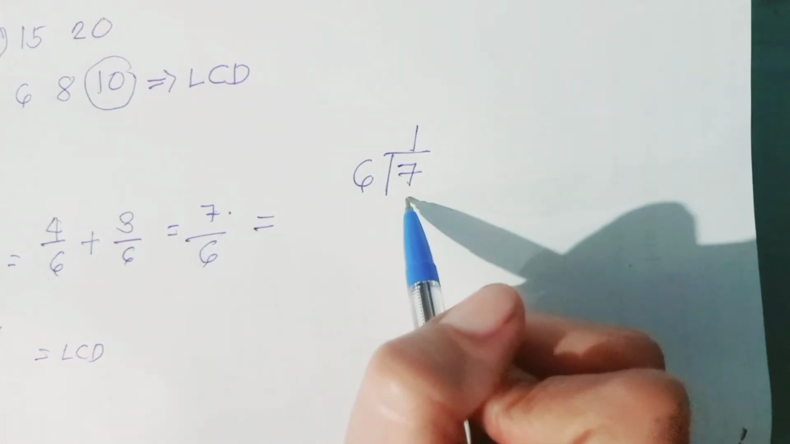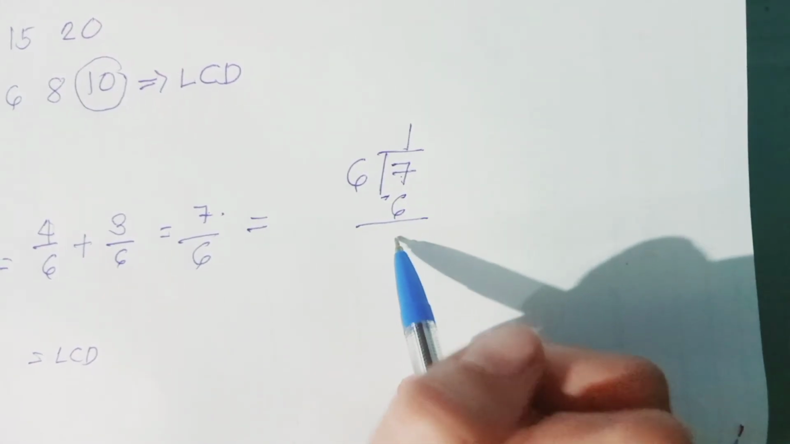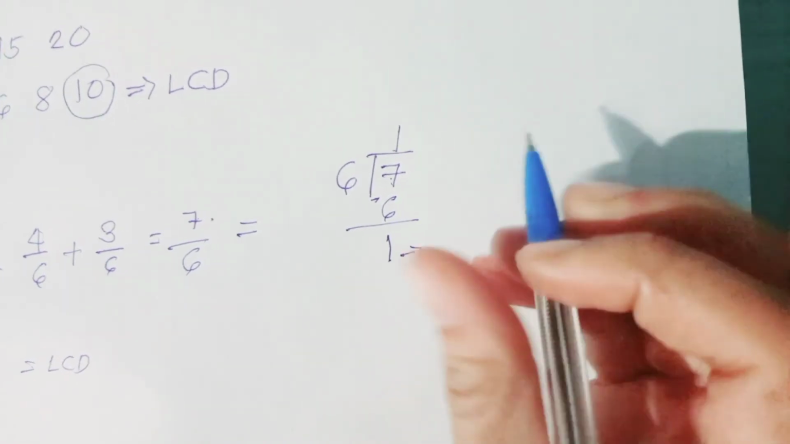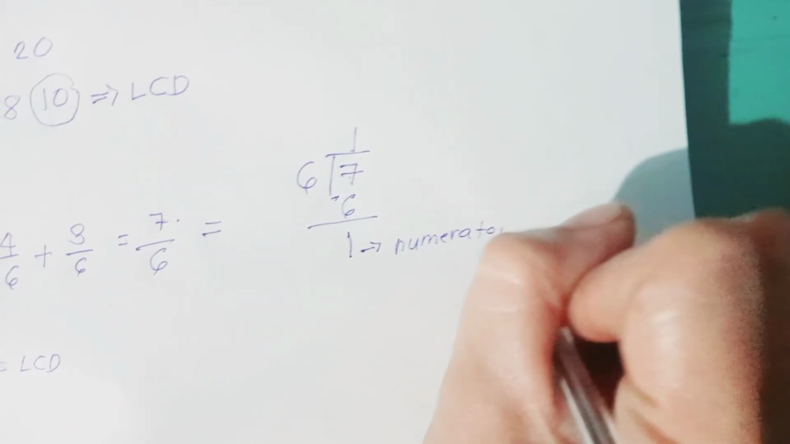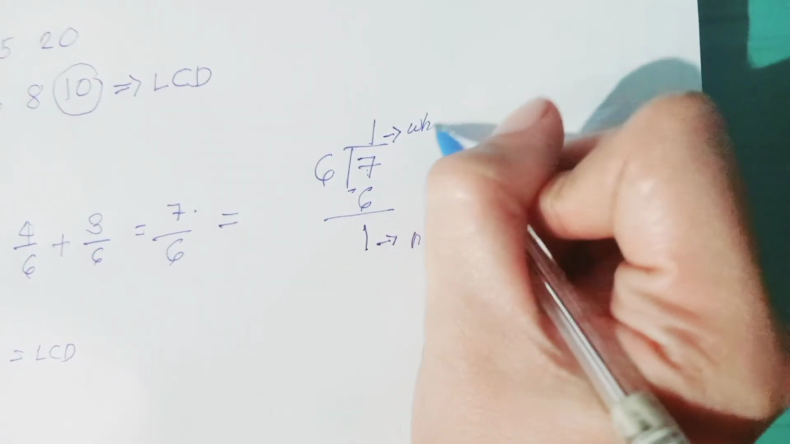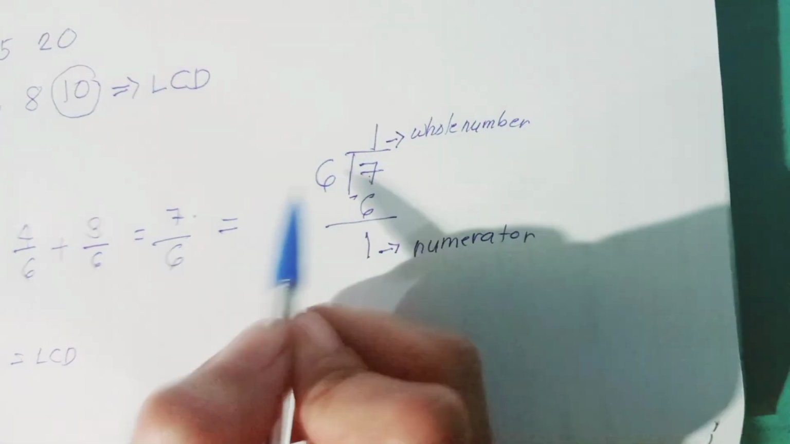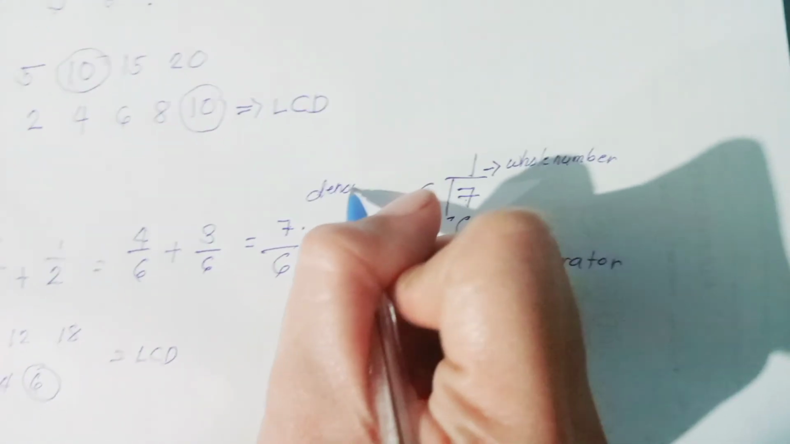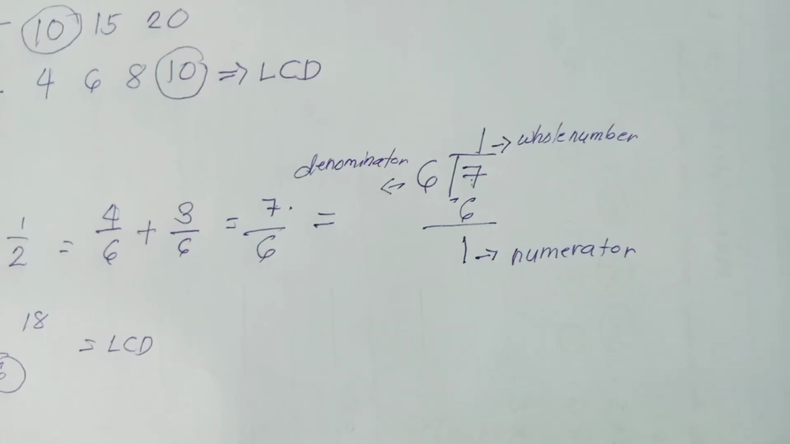1 times 6 is 6. And then we need to subtract. 7 minus 6 is 1. So we have a remainder of 1. This remainder will be our numerator, and this will be our whole number. And this divisor will become our denominator. Okay, so that is the sequence.